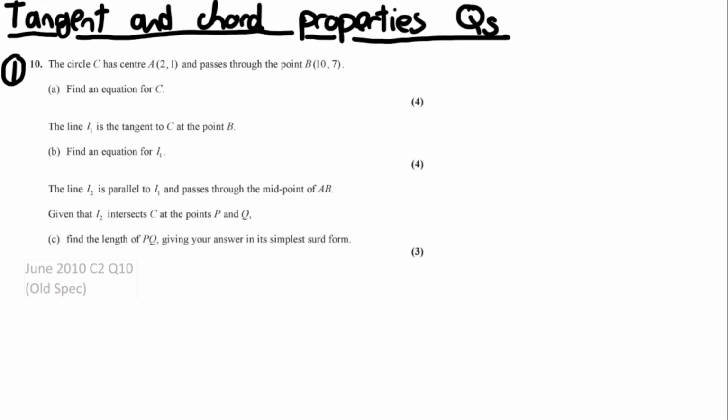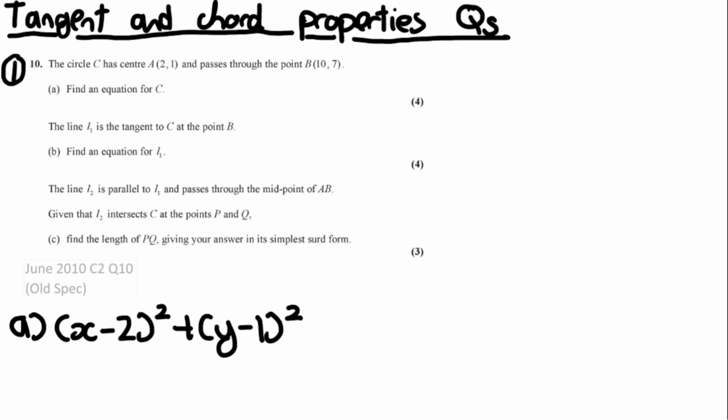Okay, so for question 1, part A, we need to find the equation of the circle, and we're given the centre of the circle, so therefore we know the equation is going to be (x - 2)² + (y - 1)² = r². So how do we find the radius? Well, we're given a point on the circumference and we know the centre. So therefore, the distance between these 2 points is going to be the radius.